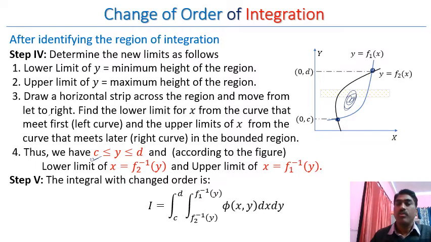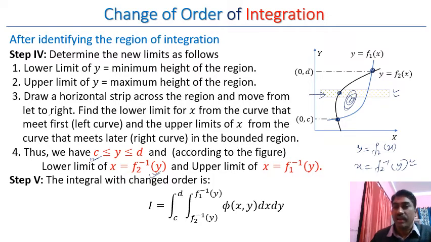Now how will you take the limits for x? So just draw a horizontal strip. You can see here is a strip, and start moving from left to right. When you start moving from left to right, the first curve you meet gives the lower limit for x. So this curve has equation y is equal to f2(x). You meet this curve first. So x can be written as f2 inverse of y. So this is the lower limit of x.